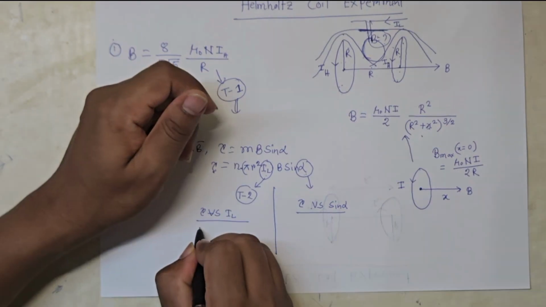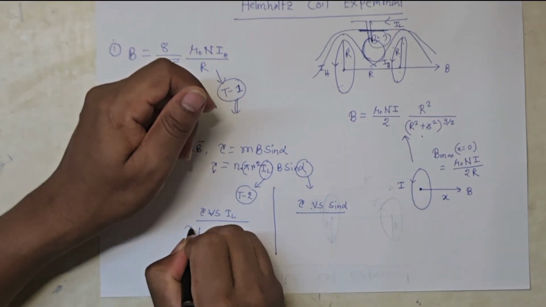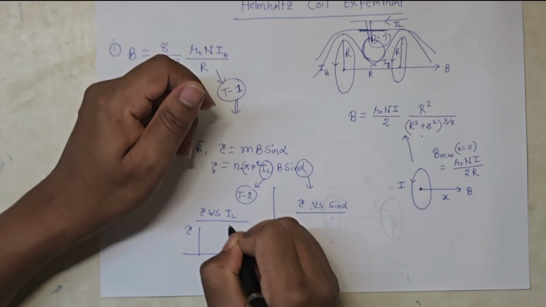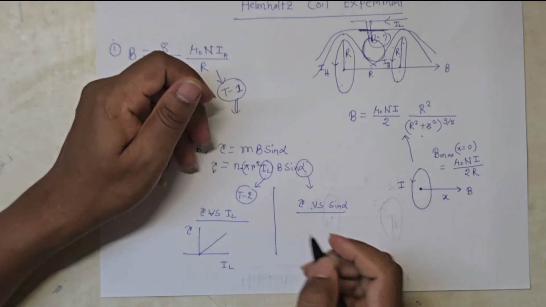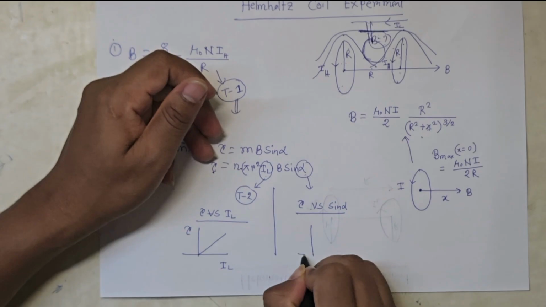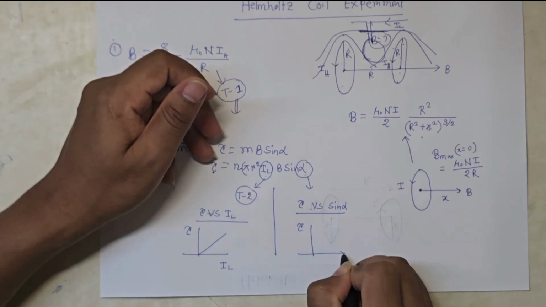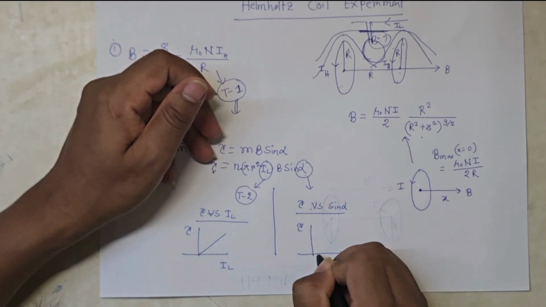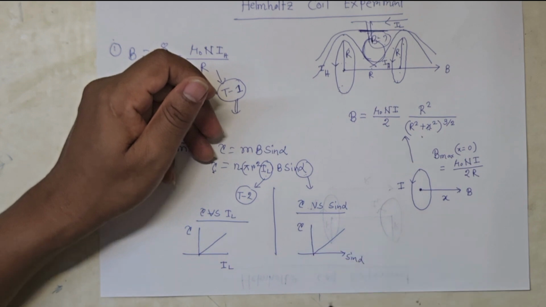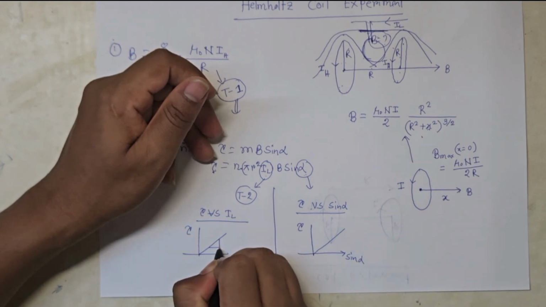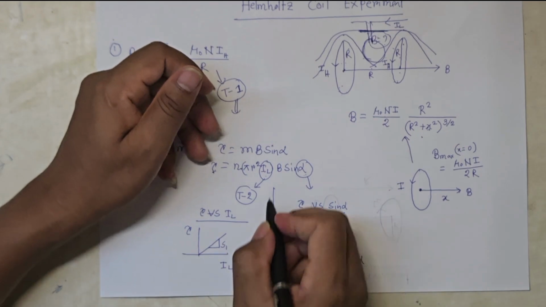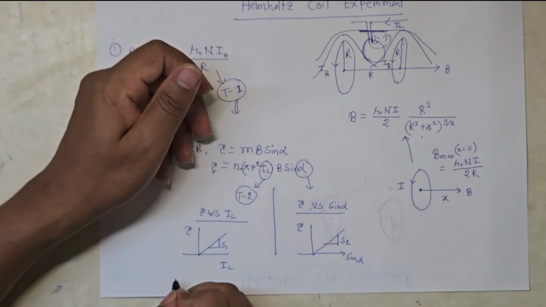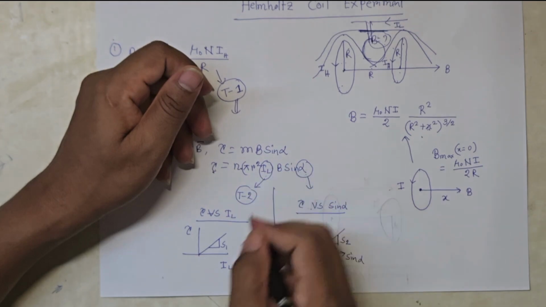If you plot torque versus I_L, then from the equation it will become a straight line passing through the origin. Here also, if you plot torque versus sine alpha, it will also be a straight line passing through the origin. There you can get slopes s1 and s2. Using these slopes and this formula, you can get B1.